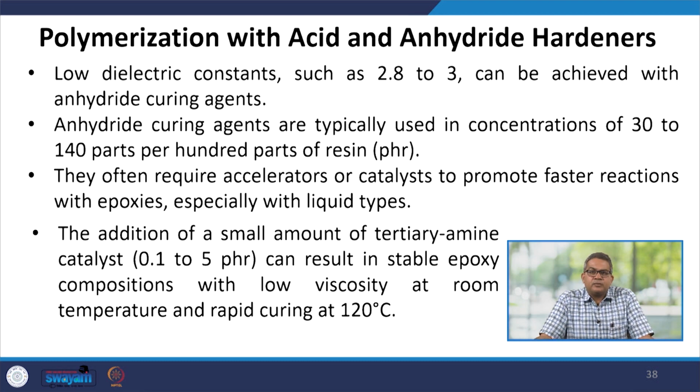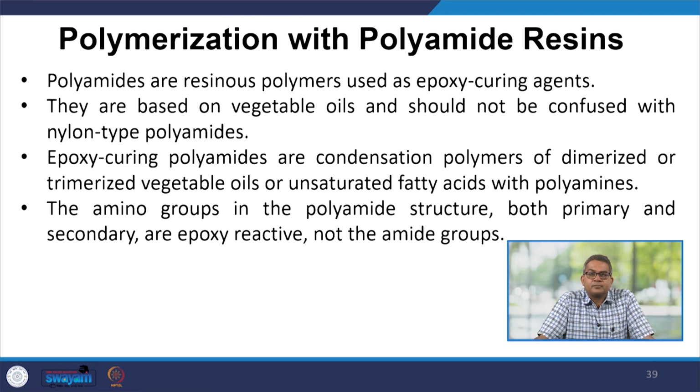The addition of a smaller amount of a tertiary amine catalyst, say in the 1 to 5 phr, that is parts per 100, can result in a stable epoxy composition with low viscosity at room temperature and rapid curing at 120 degrees Celsius. Now let us talk about the polymerization with polyamide resins.